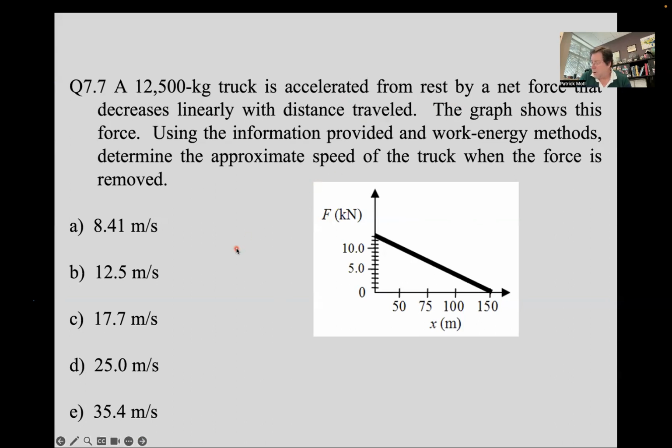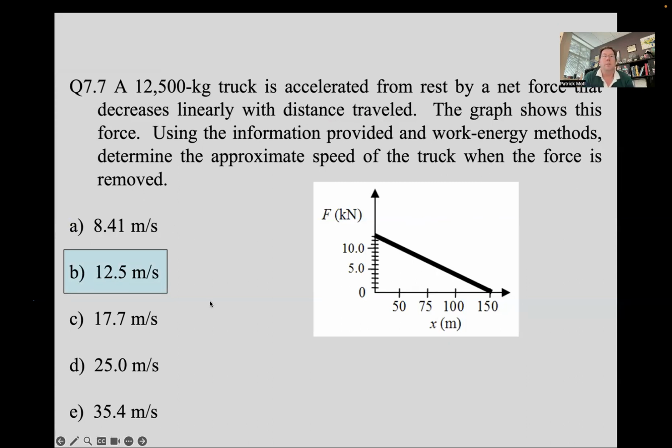Assume it started from rest, as stated in the problem. So spend a little time trying to work that out, and we'll go over the answer in just a little bit. Okay, so it is 12.5 meters per second, so about 25 miles per hour.